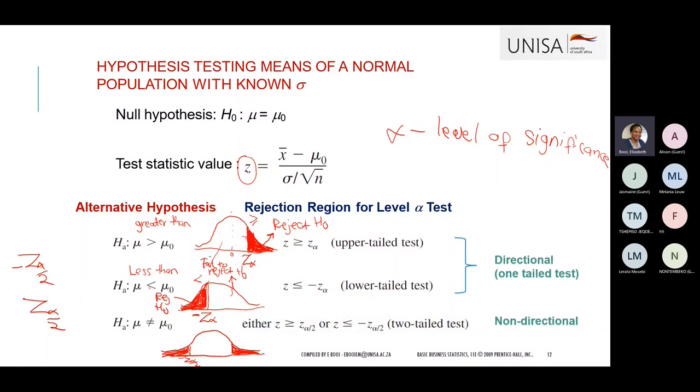Now, with a non-directional test, we are going to divide our alpha value by 2. When we do the example, I'm going to show you how you do that. So for a non-directional test, we divide alpha by 2. For a directional test, we use the alpha value as we see it to find the critical value.